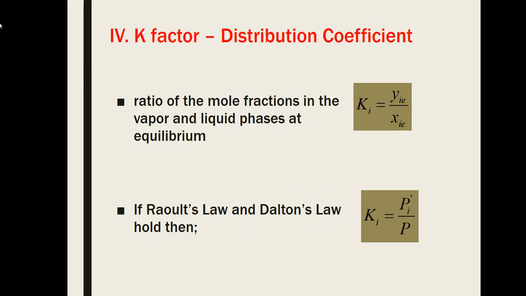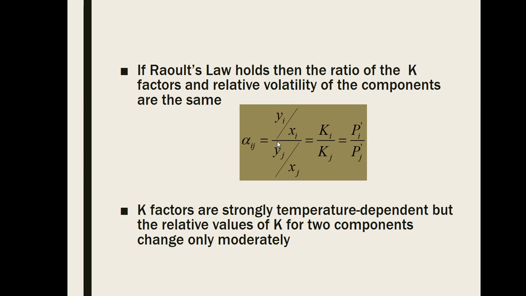So if this particular law holds, then our distribution coefficient, which is originally presented here in terms of the ratio of the concentrations of the gas phase and the liquid phase, could now be determined using the pure vapor pressure of component i divided by the total pressure of your system. Now, if Raoult's law holds, we say, and this is very important, that the ratio of the K factors and the relative volatility of the components are the same.